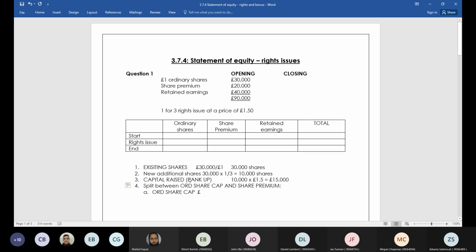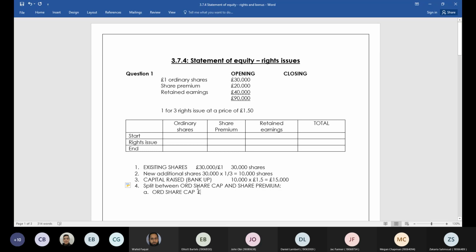How much have we raised in total? So the bank has gone up by the number of shares times by the price that we're issuing them at, £1.50. That gives us £15,000. Now, if you disagree with any of the figures, if there are corrections, please say.